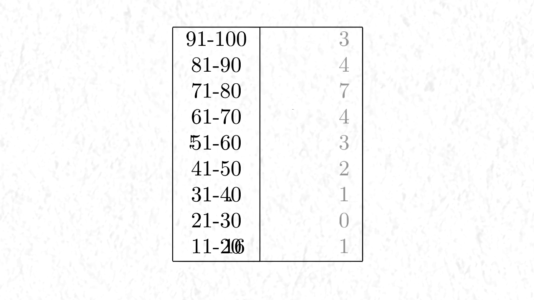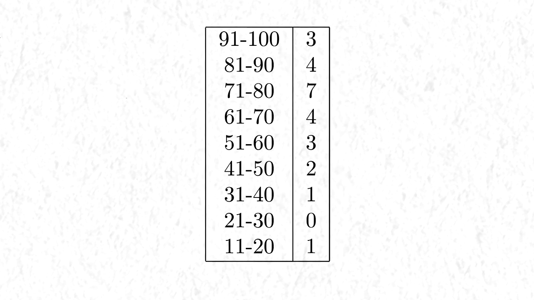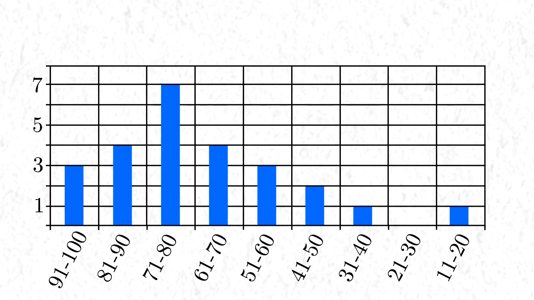We can collapse this table into a frequency table. This tells us how many entries are in each bin. We can turn this table into a graph, and this gives us a histogram. This is very good for visualizing the shape of the data.